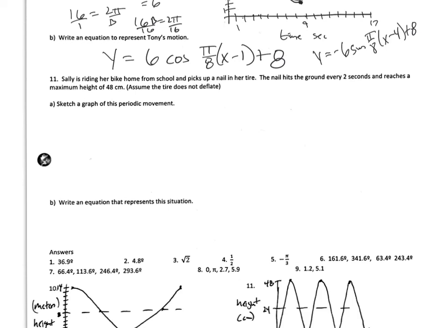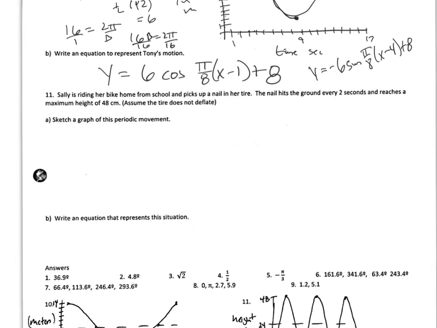For number 11, Sally. Oh, Sally and her bike. She's riding her bike home from school, picks up a nail in her tire. The tire hits the ground every 2 seconds and reaches a maximum height of 48 centimeters. Assume the tire does not deflate. Oh, that's good for Sally.